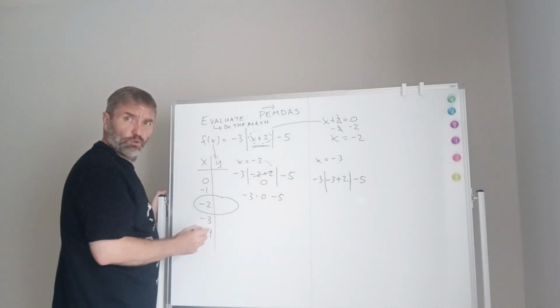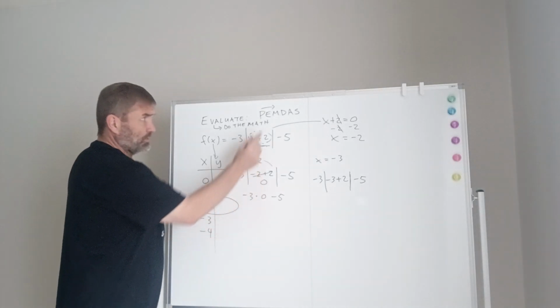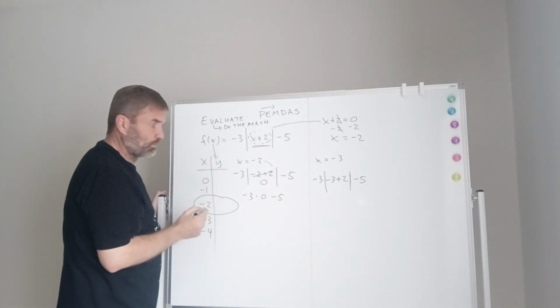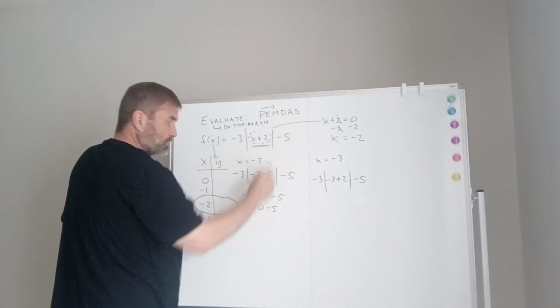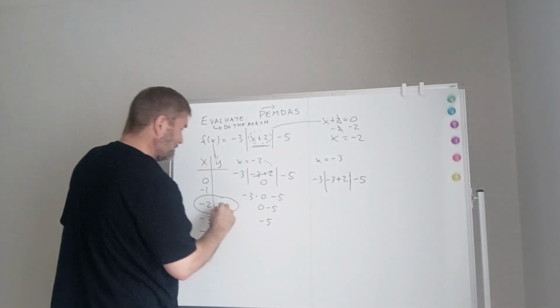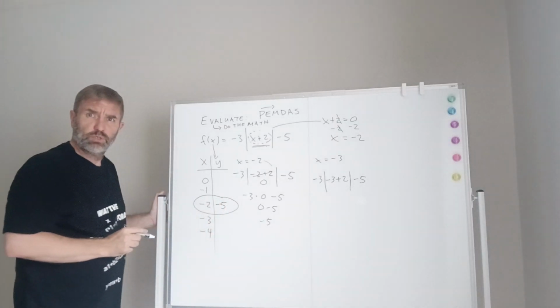Okay? Now, this means multiply. So now you're going to multiply the -3 times 0, because that's where we are in our order of operations. We're going to get 0 minus 5. Then we're doing just our subtraction. 0 minus 5 is -5. That point is now complete.